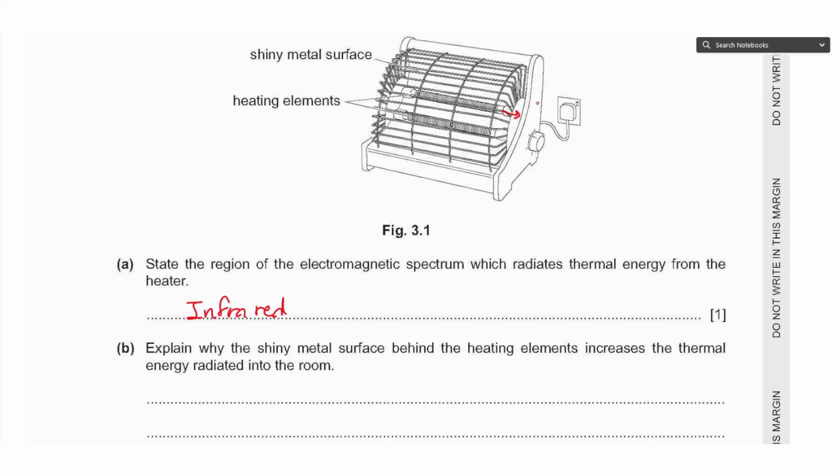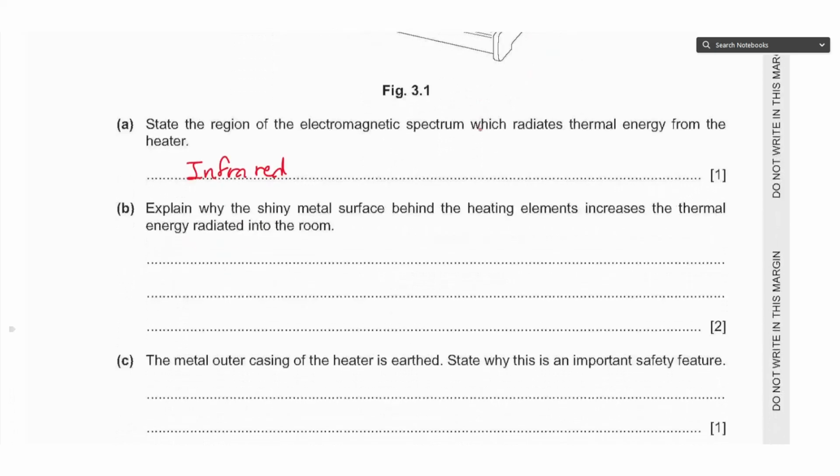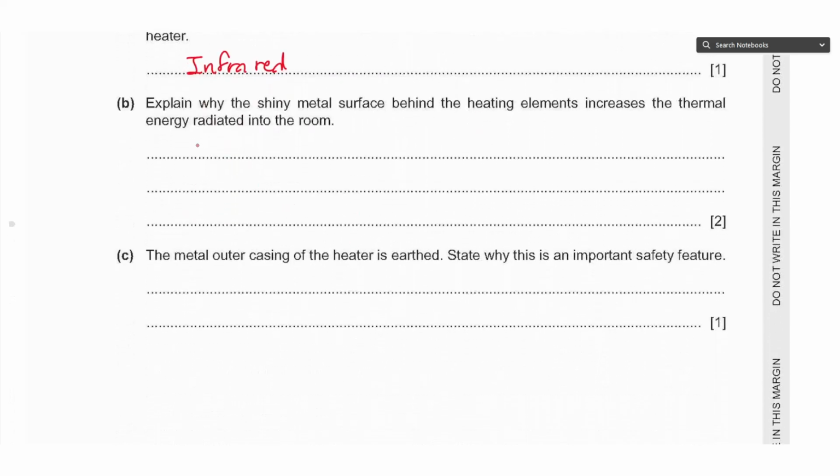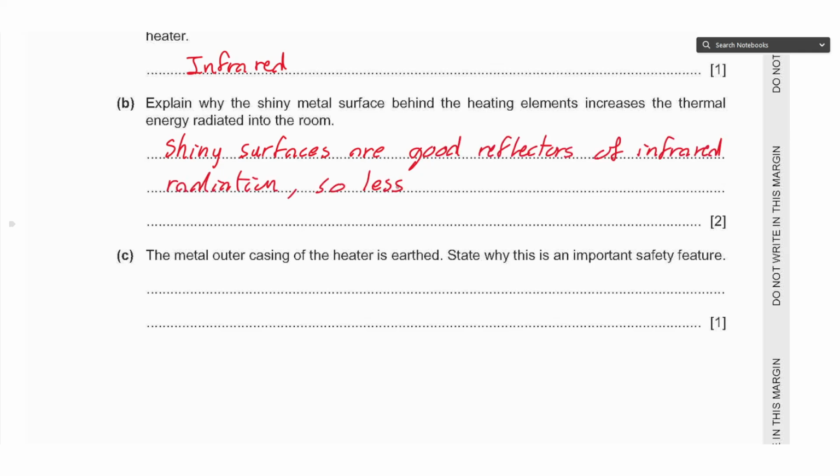So that would be absorbed by the body of the heater, but that would be energy lost and not heating the room. So the reflecting surface here reflects the heat back into the room, so less energy is absorbed by the heater body itself. So this is what we are going to write here. Shiny surfaces are good reflectors of infrared radiation, so less heat is absorbed by the body of the heater itself, so less energy is lost.